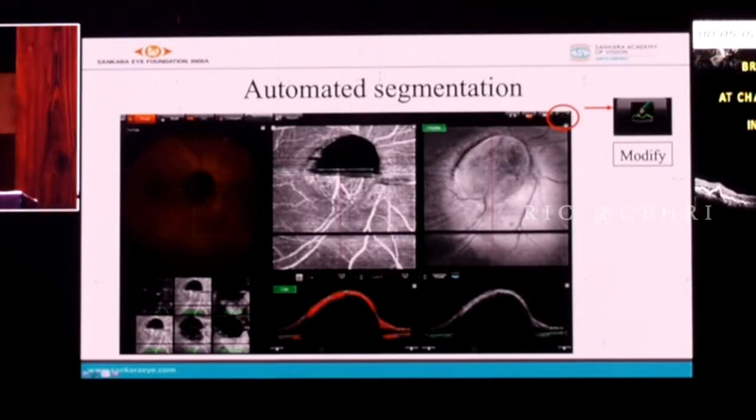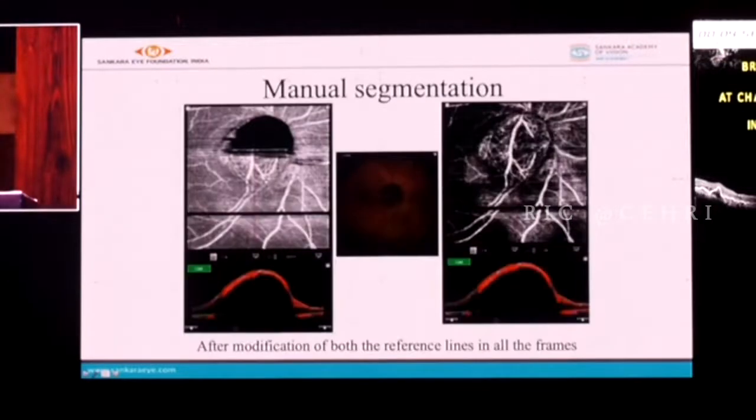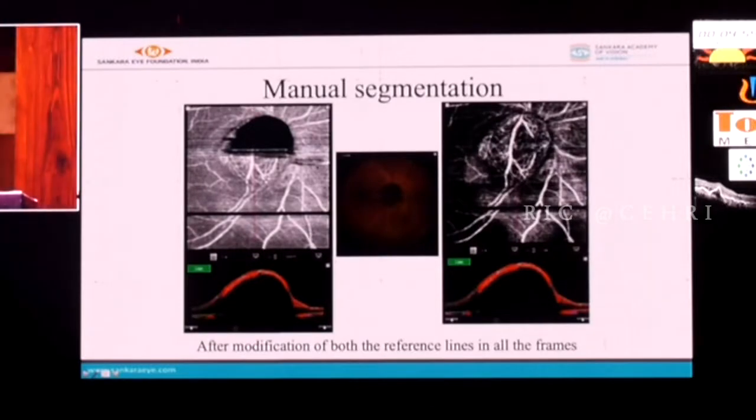If you were to do an automated segmentation, all you will see is partly black. So how can you avoid this? You can modify the segmentation. You can do a manual segmentation. And the same lesion, automated segmentation versus the manual segmentation. When you do a manual segmentation, you can see the tumor vessels beautifully.